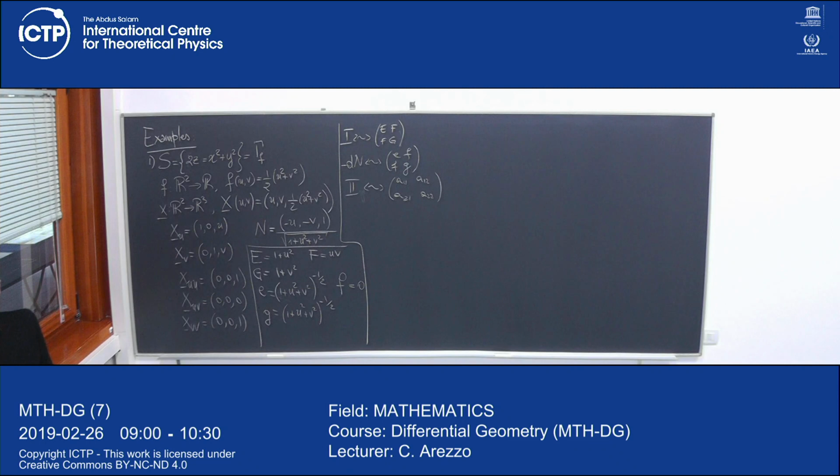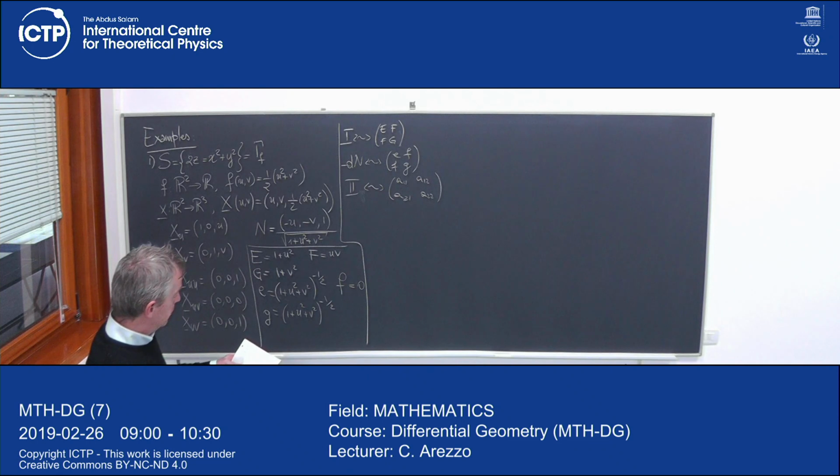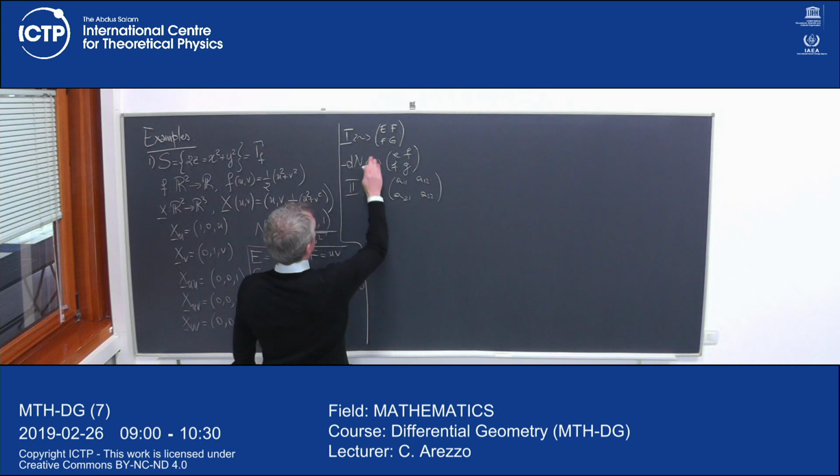Now, actually, the second form is e, f, f, g. So minus d, m. Mm-hmm. You're right.